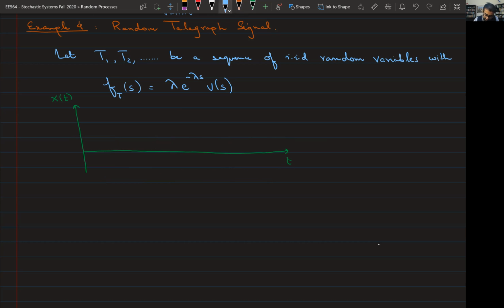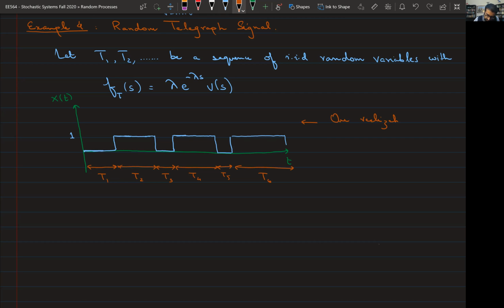So this is just one realization of x of t. A few things we know. This always starts at time t equals 0, and the initial state is always x of 0 equals 0. And then afterwards, it keeps on switching between 0 and 1, depending on what the outcome of the experiment was. And what is that experiment? That experiment draws T1, T2, T3, T4, T5, and so on and so forth. Now we're required to find the first order. So first off, is this a continuous time process or a discrete time process?